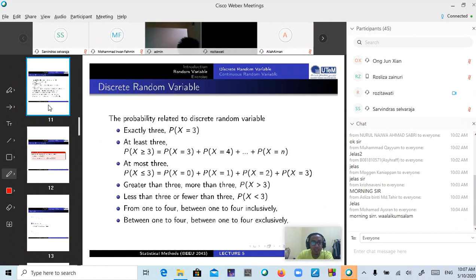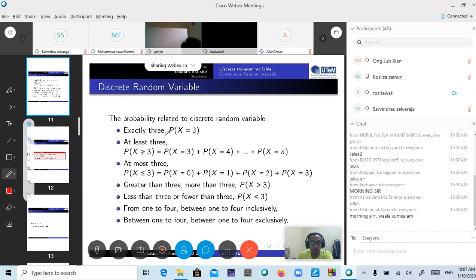Probability related to discrete. When we talk about discrete, with exact values, the equal sign or not equal sign is very important. It is different from continuous. For continuous, it does not matter whether there is an equal sign or not. But for discrete, it is very important, because x greater than or equal to 3 is not equal to x greater than 3. So that is the case for discrete. Random variable has a very important equal sign.